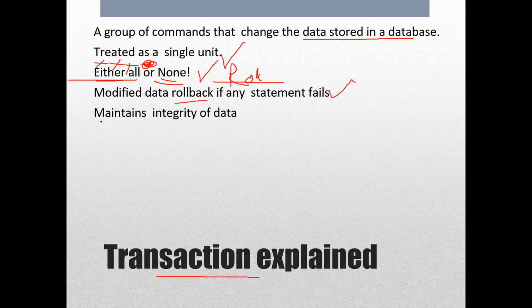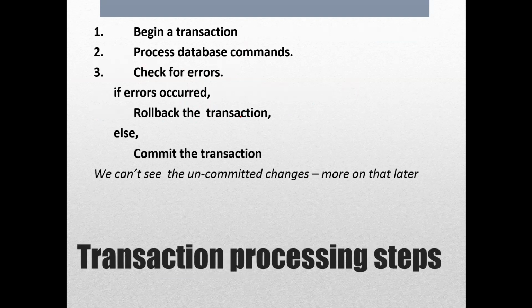The rollback maintains integrity of data, and we'll see an example very shortly that will explain that. So these are the transaction processing steps. Begin a transaction. Process commands; of course, we'll have some commands that will run. And check for errors. If there is some error, you do what? Rollback transaction. And if there is no error, you do what? Commit transaction. And we cannot see the uncommitted changes, more on that later. We'll see that we cannot see the uncommitted changes, what happened in between, before that error.